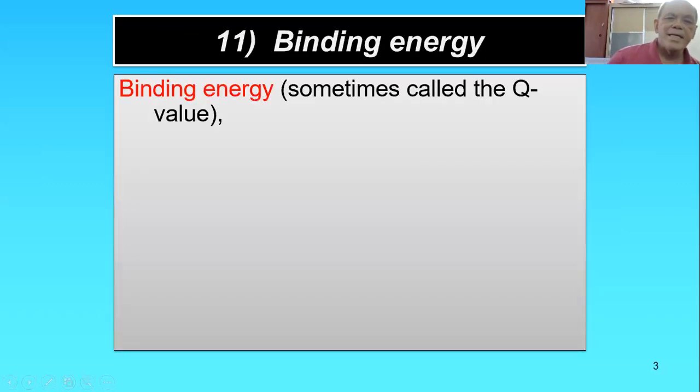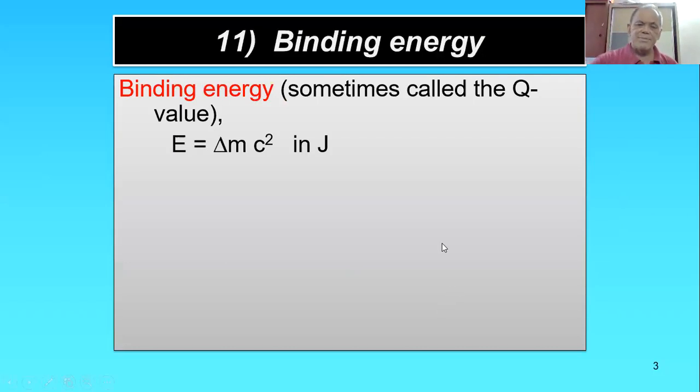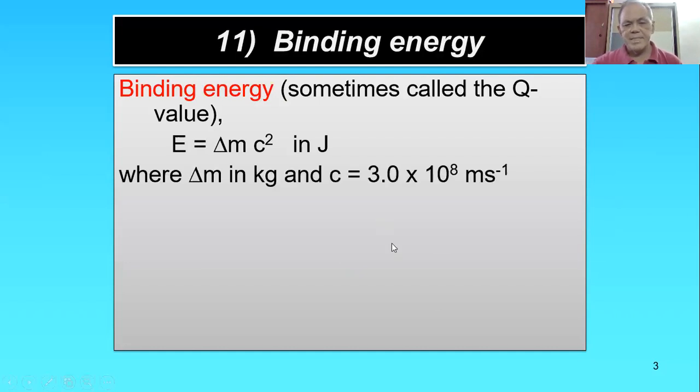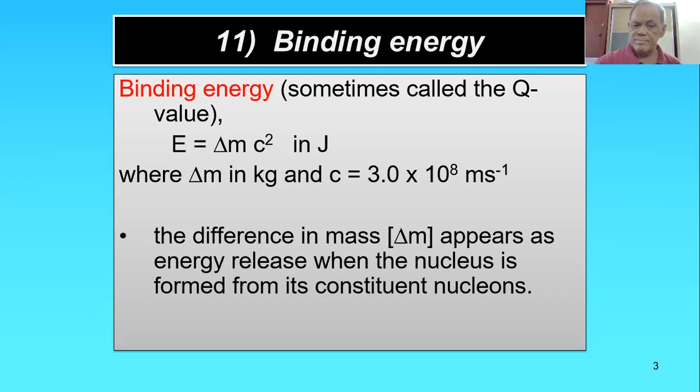Then we calculate our binding energy using Einstein's relation, E equals delta m c squared, where delta m is in kilogram, c is the speed of light, 3.0 times 10 to the power 8 meter per second. And the value of binding energy E is in joule. So if the mass disappears, it appears as energy.